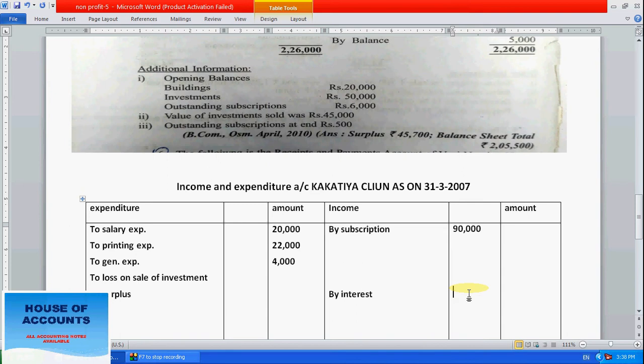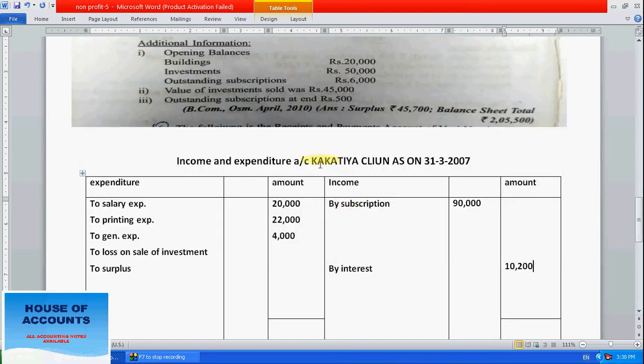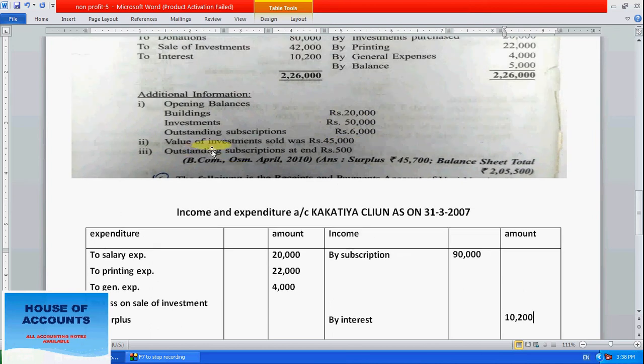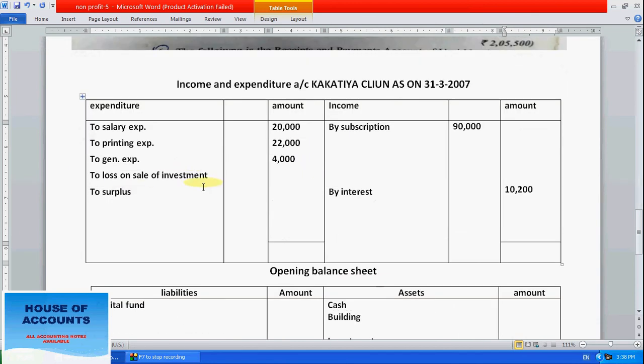First take the interest directly outside. 10,200 is interest. Now we have to calculate the loss on investment. Value of investment sold was 45,000. Sale of investment is 42,000. Whatever investment was sold, its value is 45,000, but we sold it for 42,000, which means 3,000 is a loss.